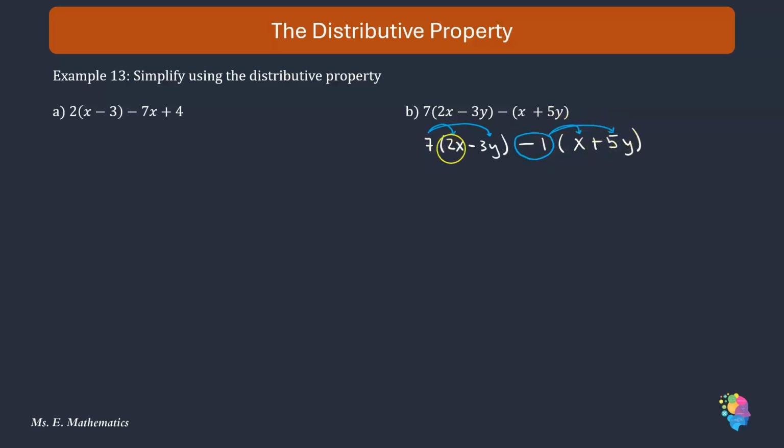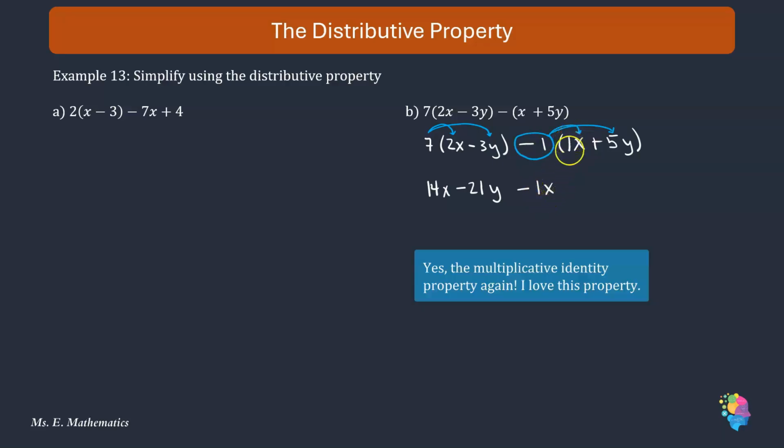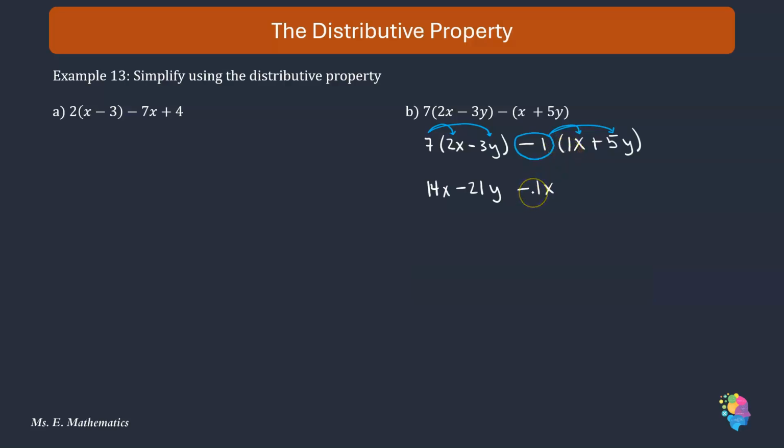So 7 times 2 will be 14. Bring the x. 7 times negative 3 will be negative 21. Bring the y. Negative 1 times x will be negative 1x. Why is that? Because I can put another 1 right there. And negative 1 times 1 is negative 1. And now negative 1 times 5y will be negative 5y.